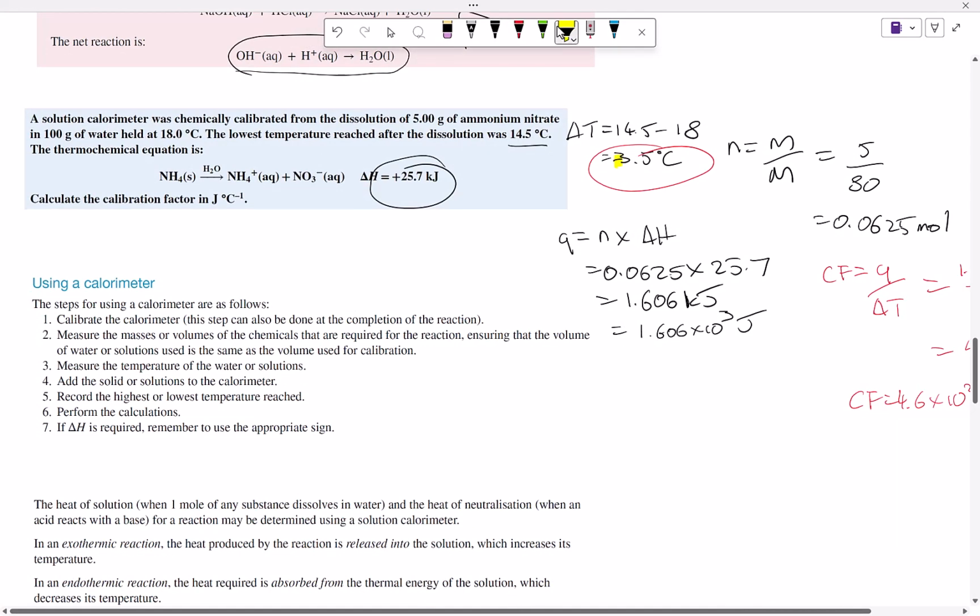How to use a calorimeter. It's important you actually remember this. We calibrate it first. We measure the masses or volumes of the chemicals that we're going to use, so we've got accurate values. Measure the temperature of the water or solutions. Add the solid or solution to the calorimeter, whichever happens to be. Record that temperature. You perform the calculations. If you need a delta H, especially for the example we gave before, use the appropriate sign in there. All right, so that's how you use a calorimeter.